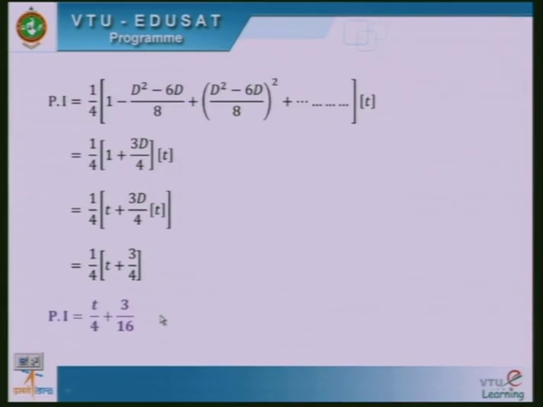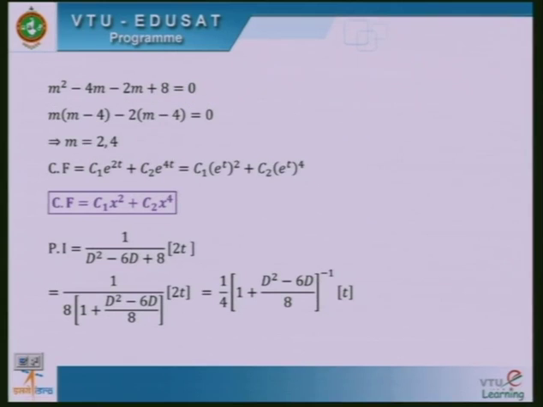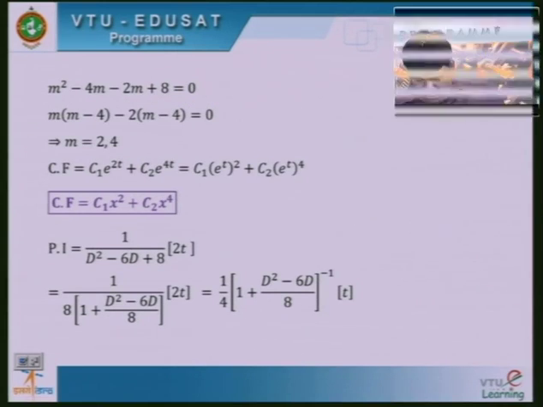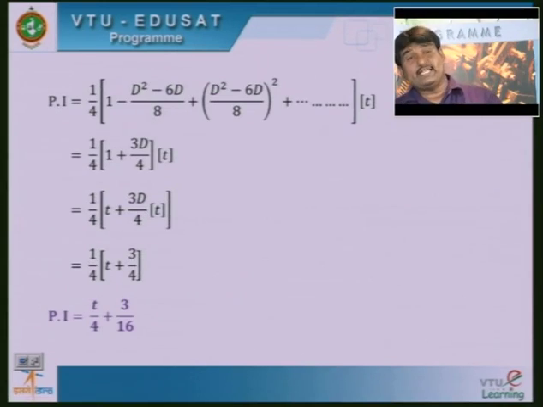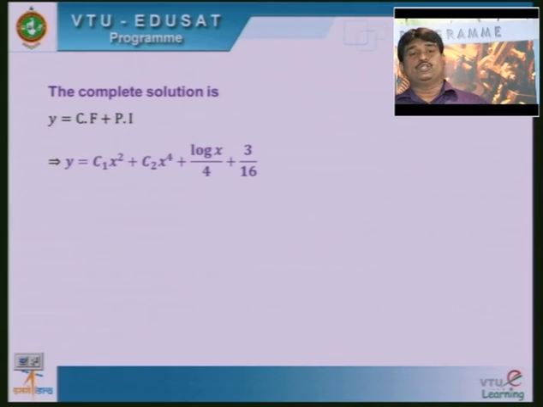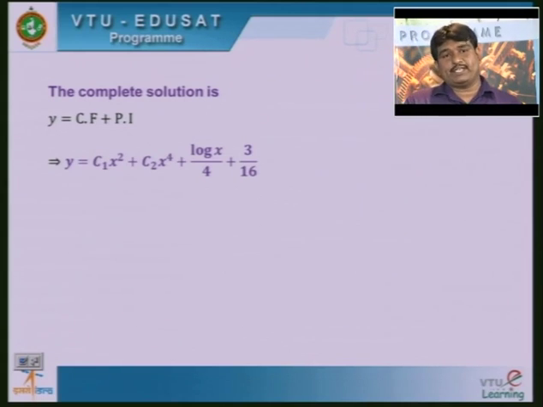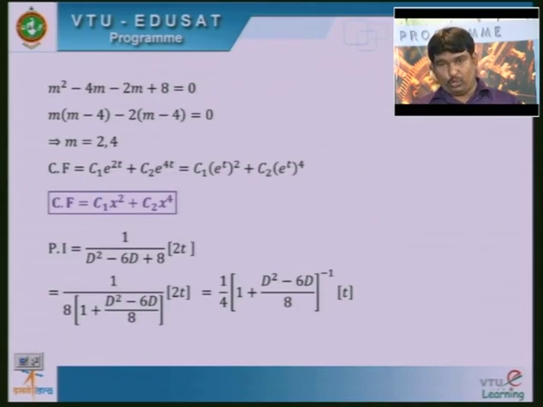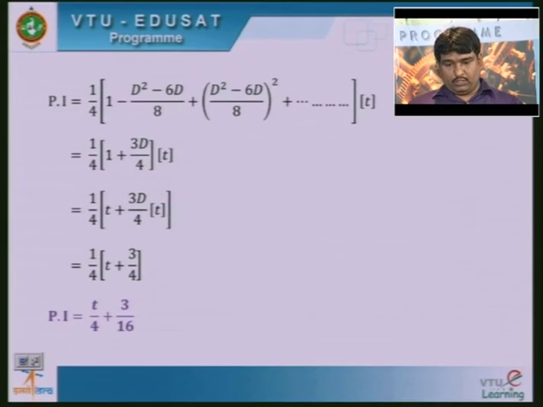Okay, so I have taken 8 outside, I have expanded it. You can see there is no d in the denominator, and I can ignore d square and d cube term, and I'll arrive at this value, pi equals to t by 4 plus 3 by 16, as I explained earlier. So the complete solution is y equals to cf plus pi. This is one method of evaluating when you have a polynomial t. Answer is t by 4 plus 3 by 16.